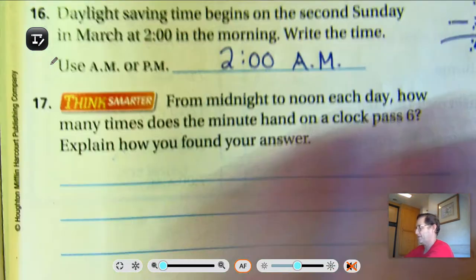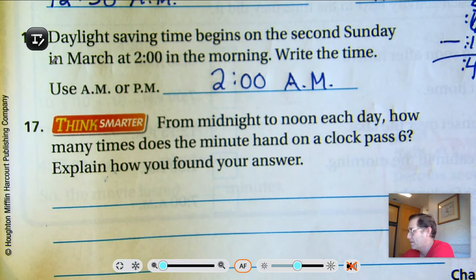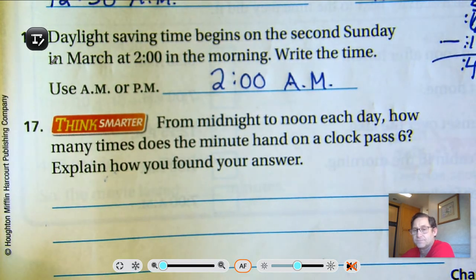All right. 17. From midnight to noon each day, how many times does the minute hand on a clock pass 6? From midnight to noon each day. So there's 12 hours from midnight to noon. How many times will the minute hand pass 6? Well, won't the minute hand pass the 6 once every hour?